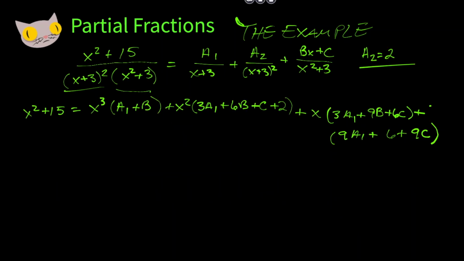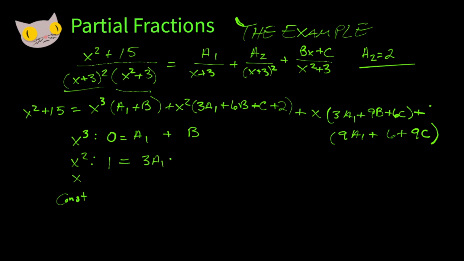So now that we have that, let's go ahead and separate each of the powers and write them out as a bunch of linear equations. So we have the x cubed, our x squared, our x, and then our constants. We have no x cubed on this side, so 0 is equal to the x cubes on the other side. The only x cubes are a1 and b.